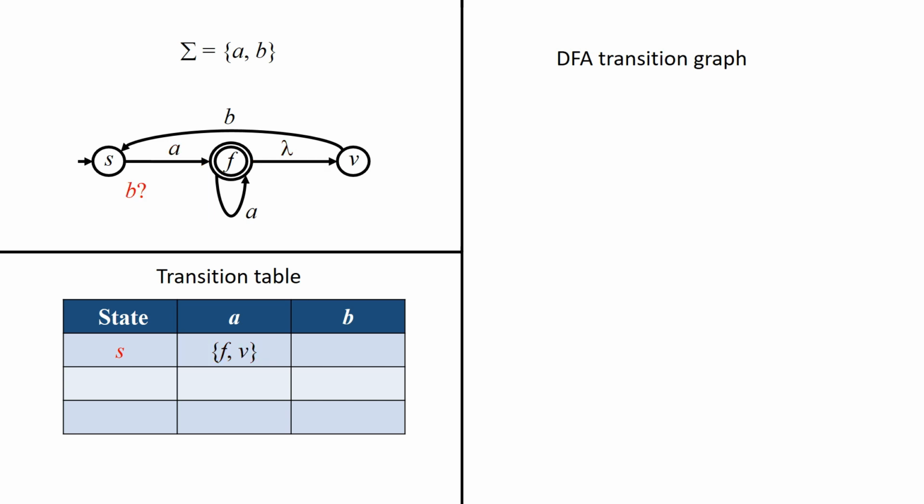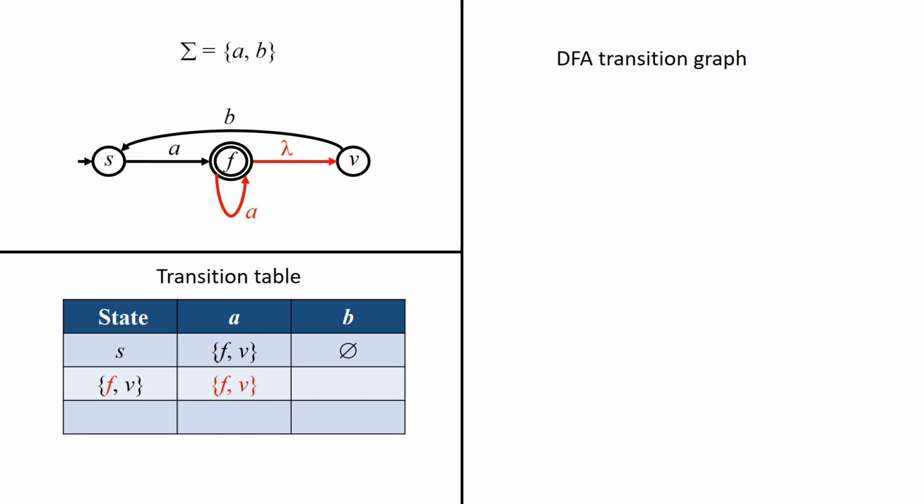From S with B, where does it go? It goes nowhere. We use the empty set for nowhere. So now, we have a new state FV. Where does it go with A and where does it go with B? We have to investigate it one by one. First, F. From F, where does it go with the symbol A? It goes back to F itself, but it also continues with a lambda transition to V. So we have a union of F and V.